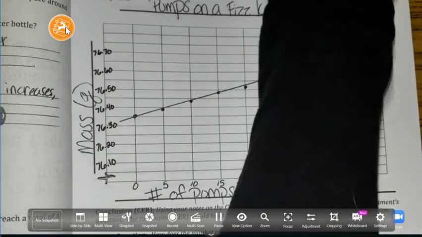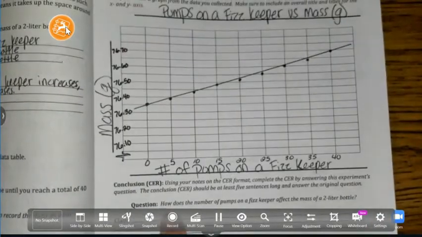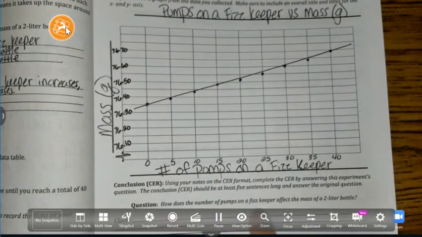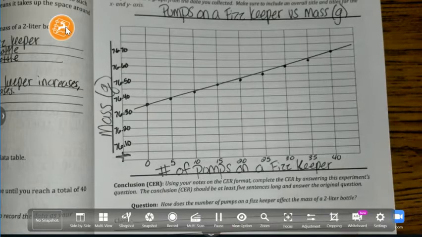So a claim is an answer to the question. I rewrote the question on the bottom here. How does the number of pumps on a Fizz Keeper affect the mass of a 2-liter bottle? So we can just change it as the number of pumps increases. What happens to the mass? Yeah.